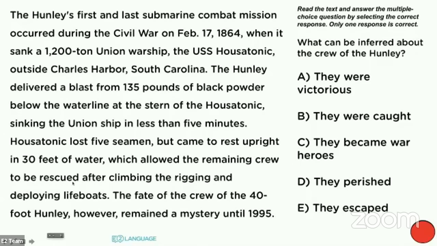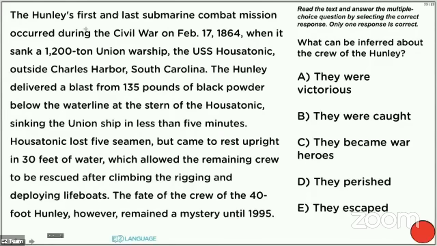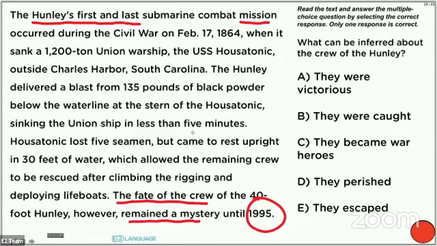So there are some key words in here. I'm going to point them out. So the Hunley's first and last mission. The fate of the crew remained a mystery until 1995, and this happened in 1864. Using these clues, I want you to retype what you think the answer is, A, B, C, D, or E.